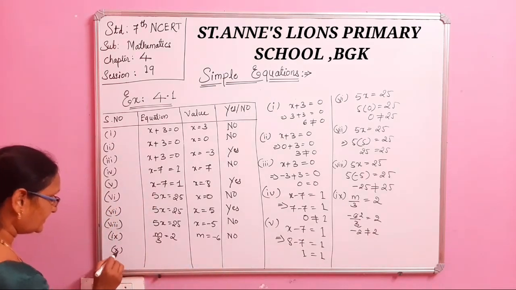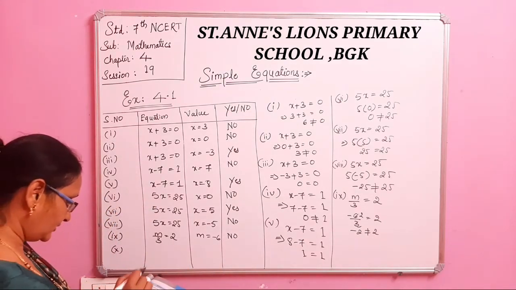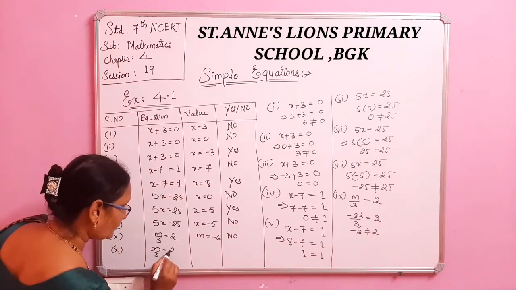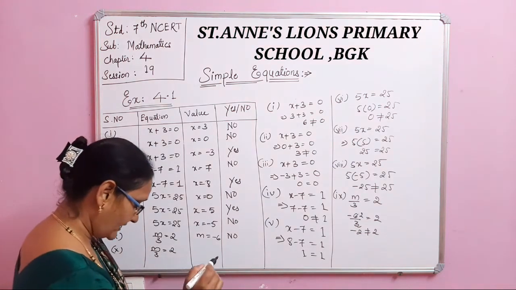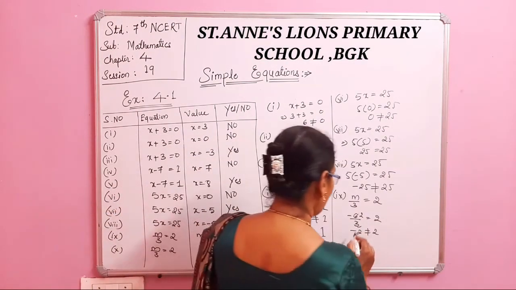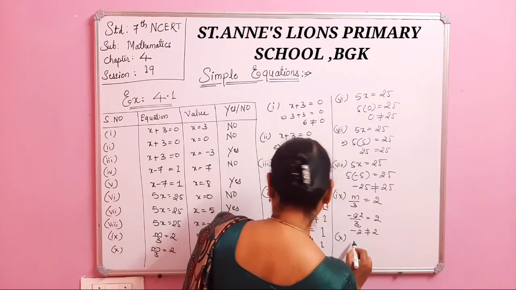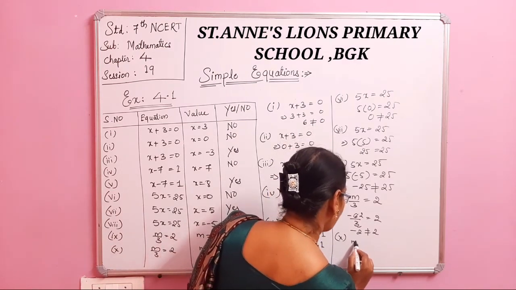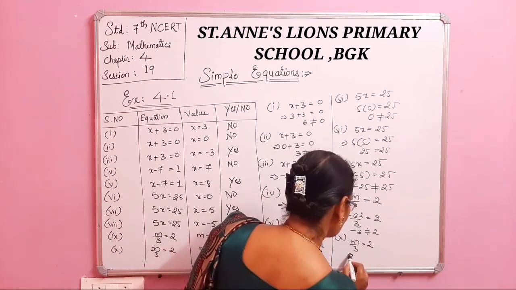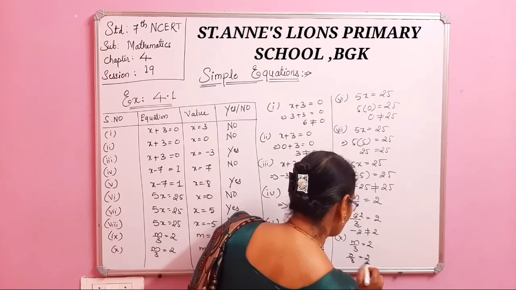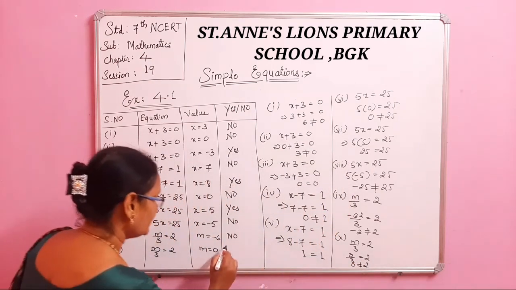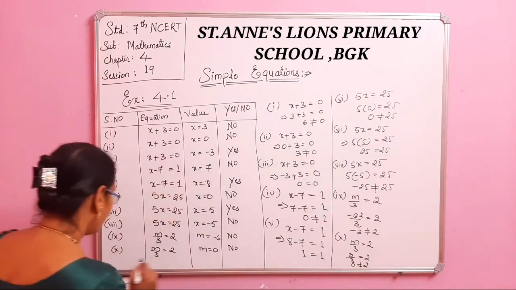Next, the 10th one, that is m by 3 equal to 2. Same, m by 3 equal to 2. What is the value? The value is m equal to 0. We will see what happens. Now the 10th problem, m by 3 equal to 2. What is the value? 0. 0 by 3 equal to 2. 0 by 3 is 0, which is not equal to 2. That means this is also not satisfied.